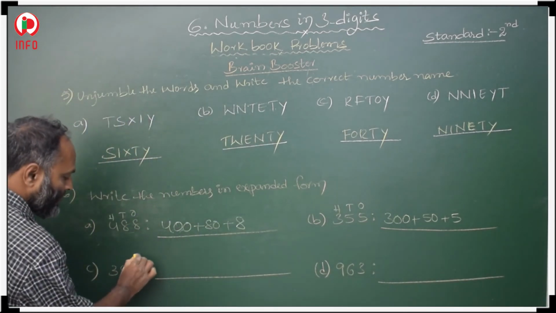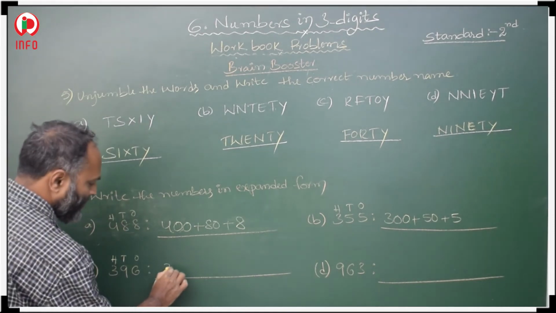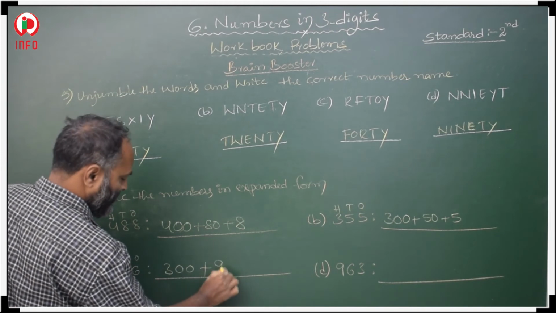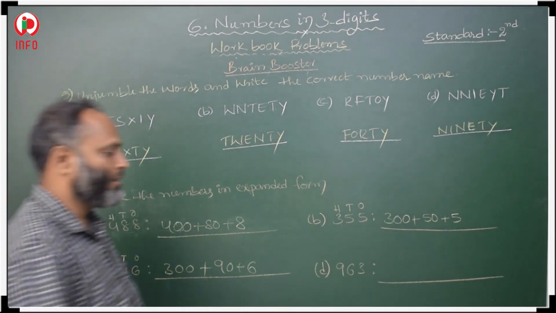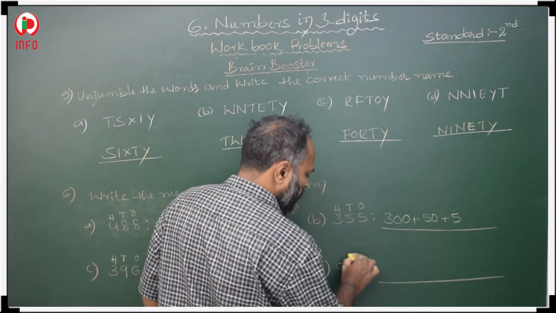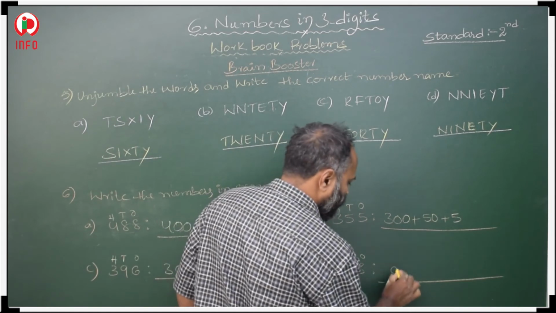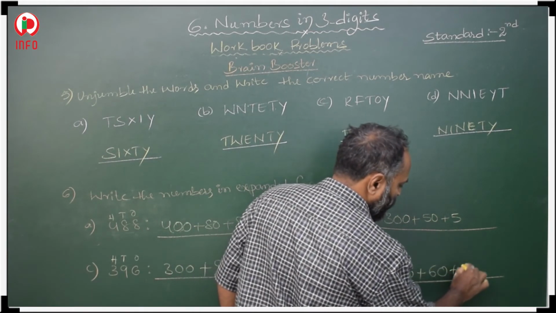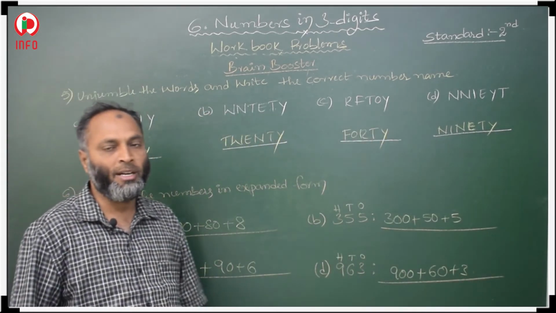Now ones, tens and hundreds. 3 is in the hundreds place, 300, and after that 9 is in the tens place, 90, and 6 is in the ones place, that is as it is. Now 9 is in the hundreds place, 900, 6 is in the tens place, 60 and 3 is in the ones place, 3. So in this way we have to write in expanded form.